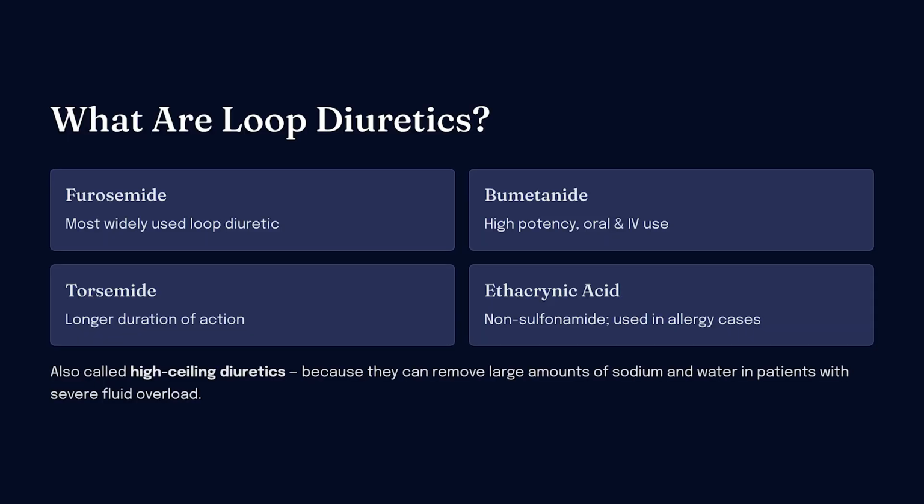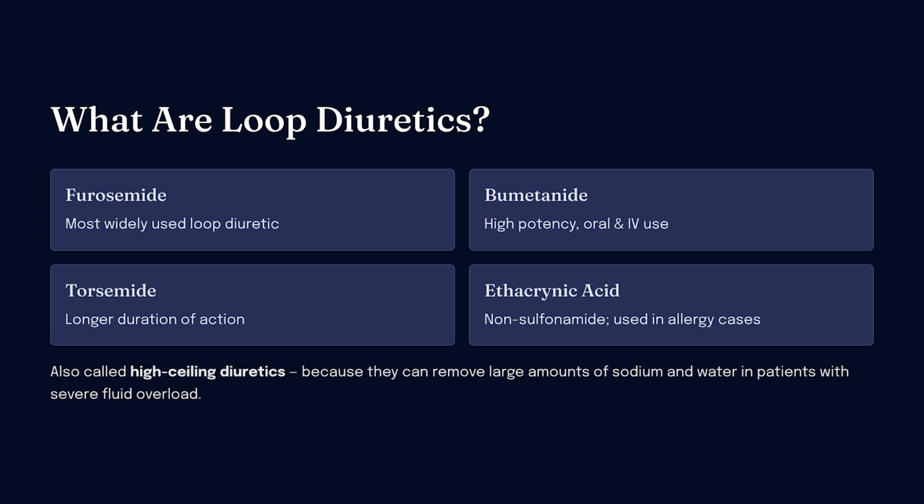What are loop diuretics? Loop diuretics include furosemide, bumetanide, torsemide, and ethacrynic acid. The most widely used drug is furosemide. Bumetanide is highly potent and can be administered both orally and intravenously. Torsemide has a longer duration of action, allowing more sustained diuresis. Finally, ethacrynic acid is unique because it is non-sulfonamide, making it the preferred option in patients with sulfonamide allergy.